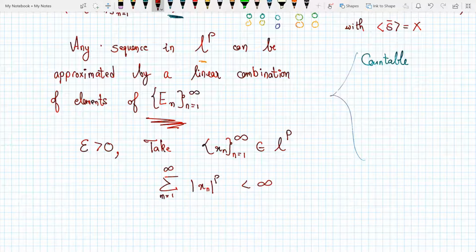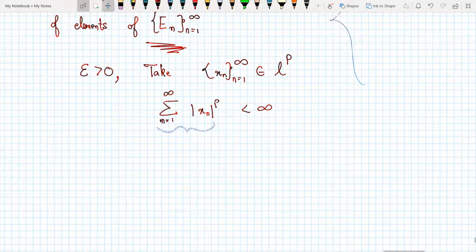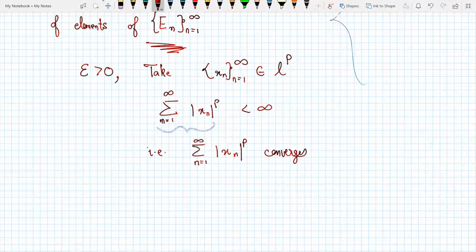Now I know some of you are raising your eyebrows, saying that I should do it like this and raise it to the power 1 by p. Well, that definition is also correct, but if I just get rid of the 1 by p, then it also all makes sense. So for the sake of proving this theorem, I would just say that a sequence xn is in LP means that this quantity here is less than infinity. Or in similar terms, I can also say that this sum converges.